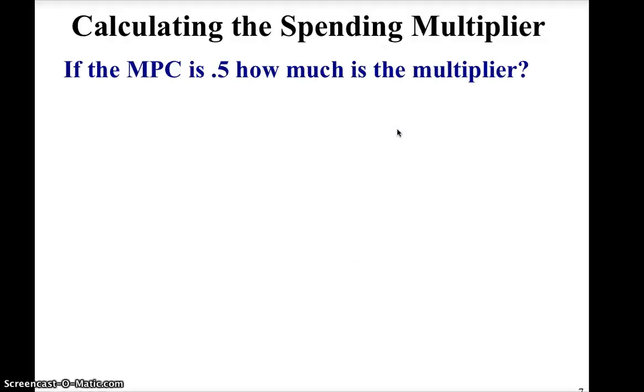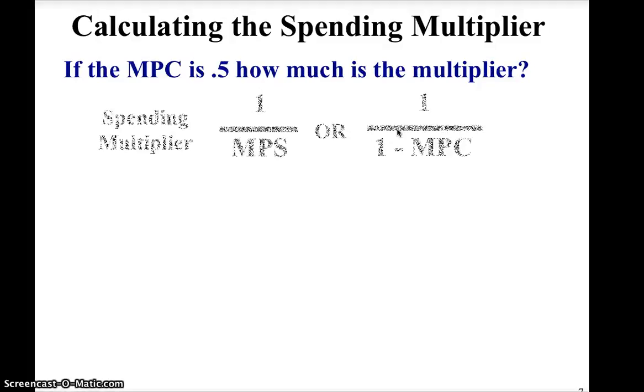So in this case, if the MPC is 0.5, how much is the multiplier? So the spending multiplier is 1 over the marginal propensity to save, or 1 over 1 minus MPC. Obviously, those are the same thing. So in this particular case, the spending multiplier is going to be 2. It's a very simple fraction. 1 over 0.5 is 2.